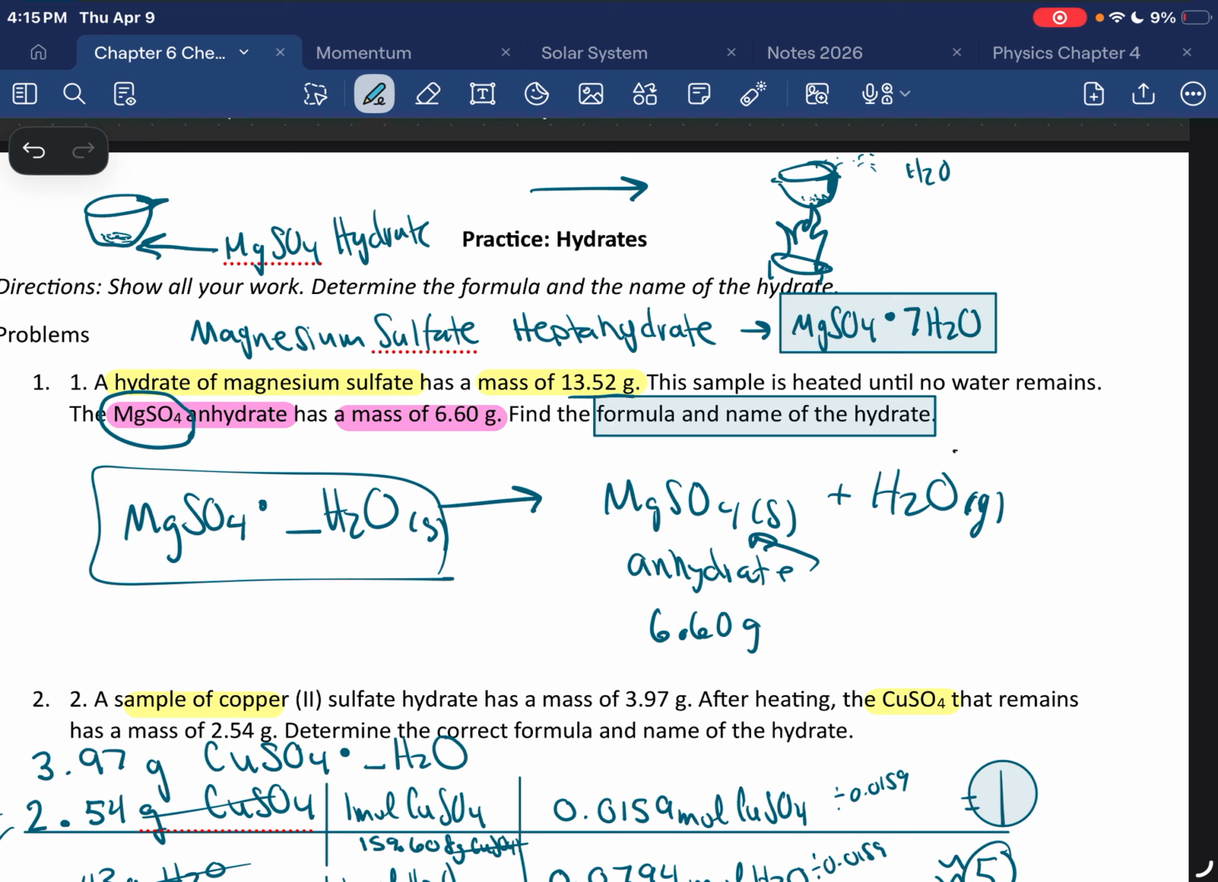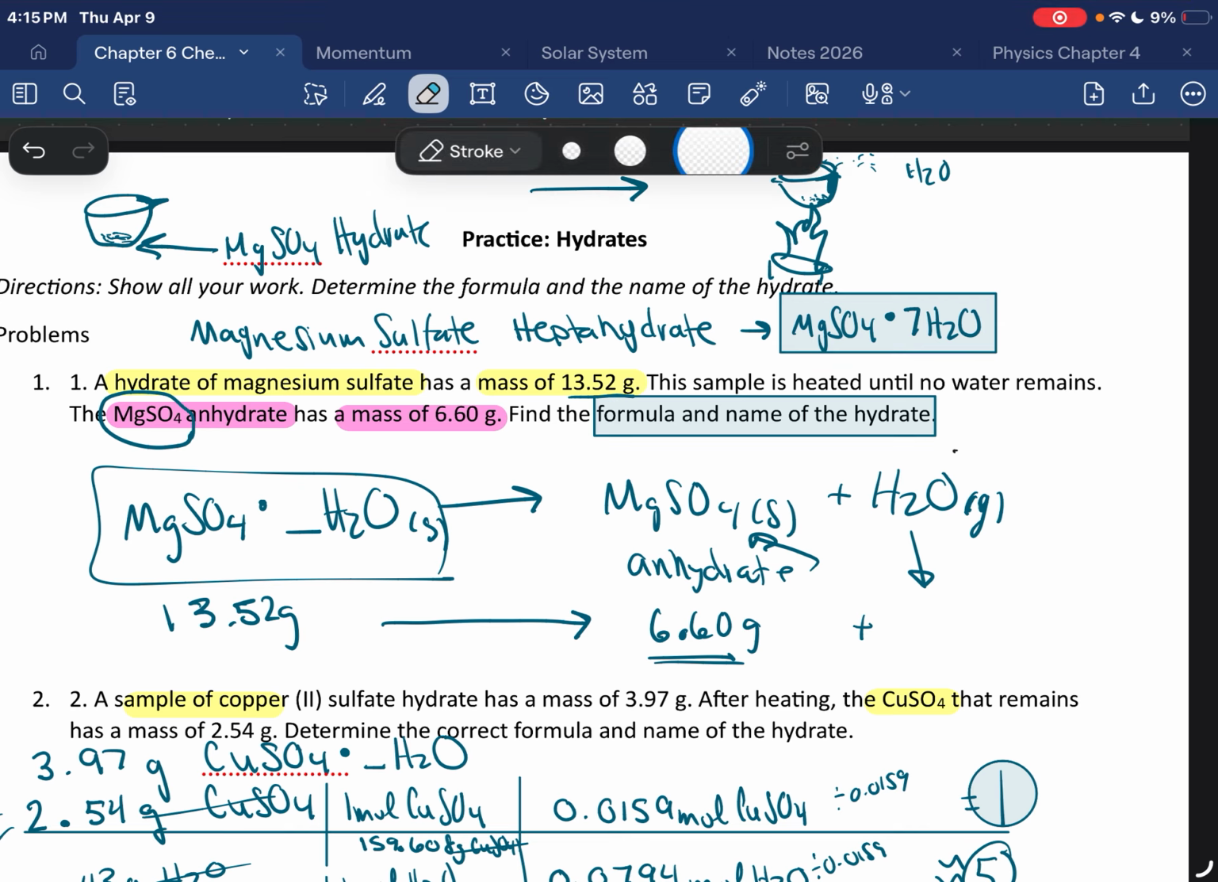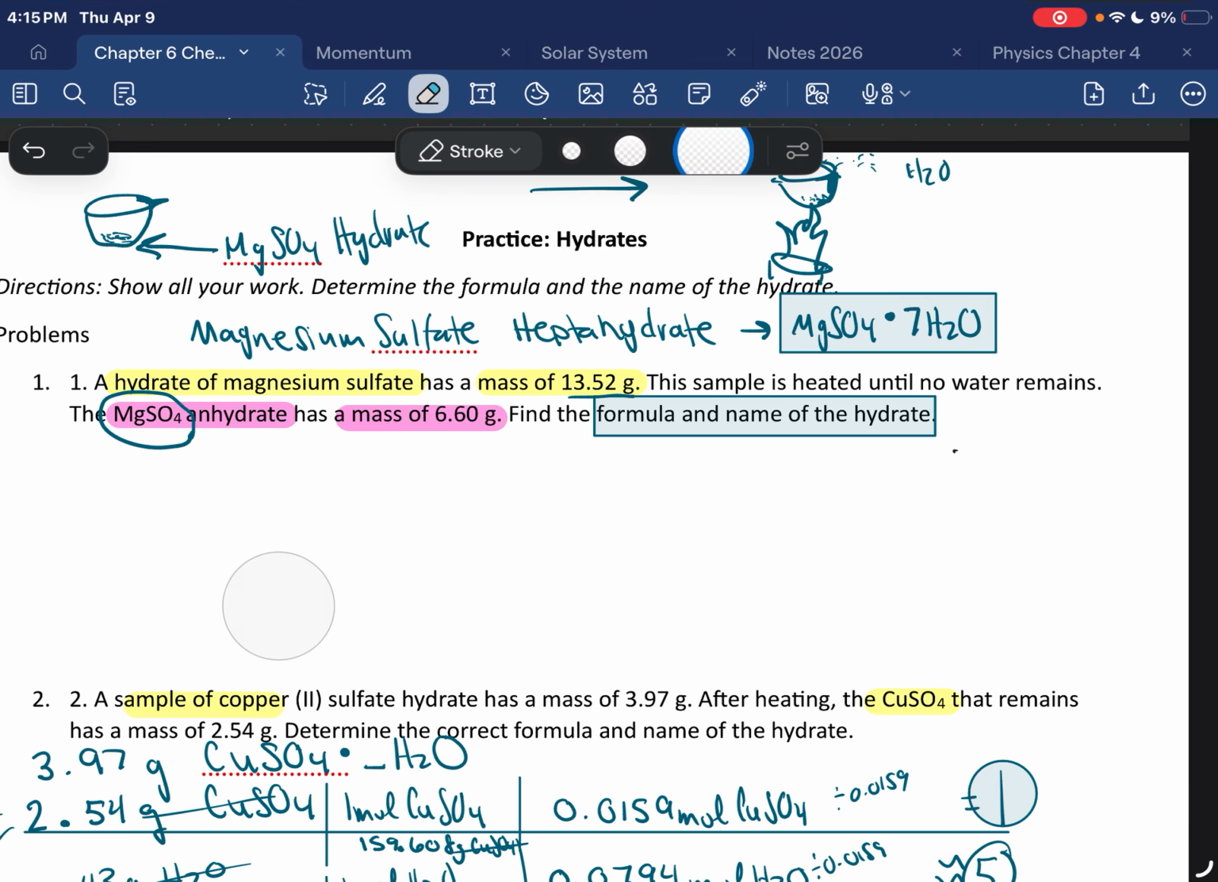So if this guy has a mass of 13.52 grams, and he splits up into these two guys, this 6.60, what had the mass had to have been? Well, you take 13.52 minus 6.60, and we realize that that mass had to have been 6.92 grams. All right, so I'm going to erase this so I can write my equation there. The actual problem we're going to be doing.